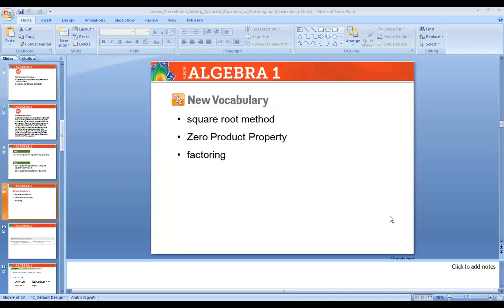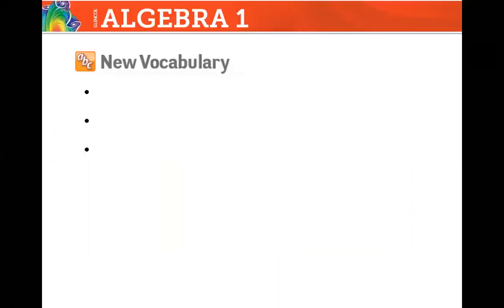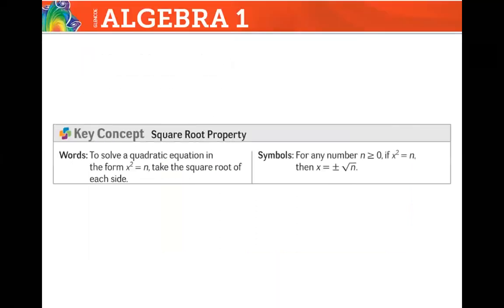Okay, so the new vocab is the square root method, the zero product property, and factoring. We will talk together about the first two ideas today, and tomorrow, inshallah, we'll complete the third one. Let's go to the first example. First, we are talking now about the square root property.